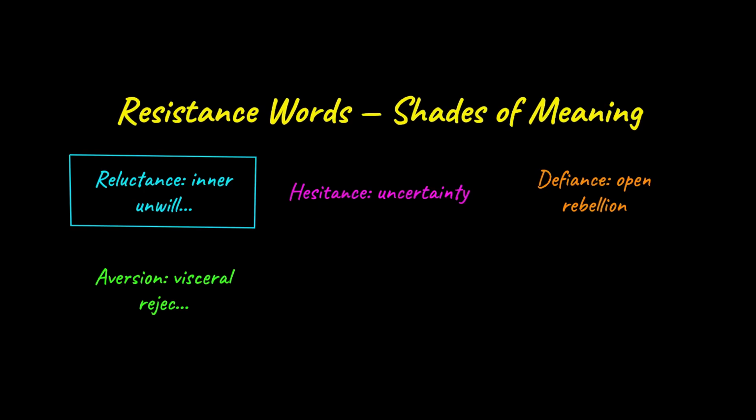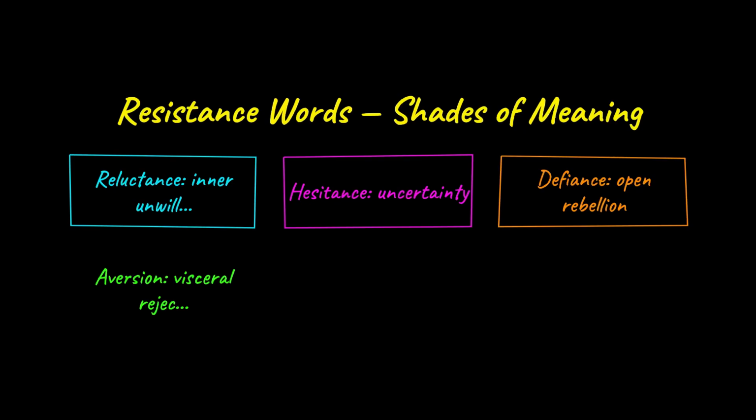Behavioral words form clusters that rotate across exams. Reluctance suggests inner unwillingness before eventual compliance. Hesitance signals uncertainty rather than principled resistance. Defiance is open and active rebellion. Aversion carries the strongest, most visceral rejection. The passage tells you which shade fits.